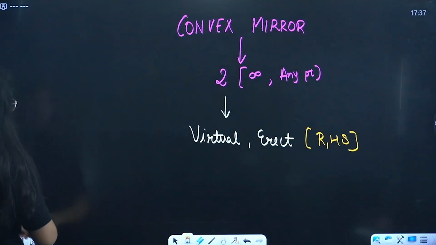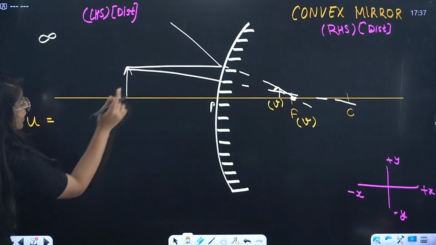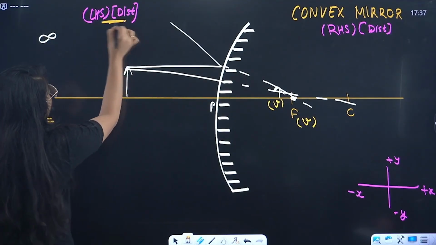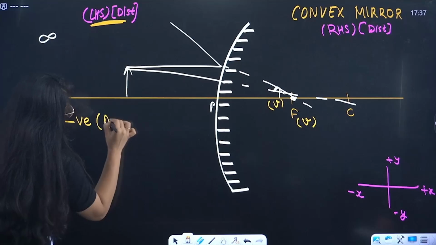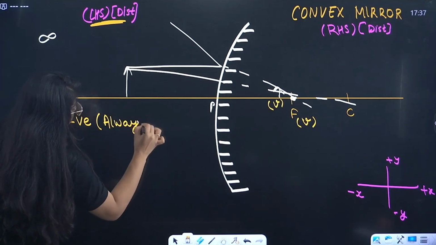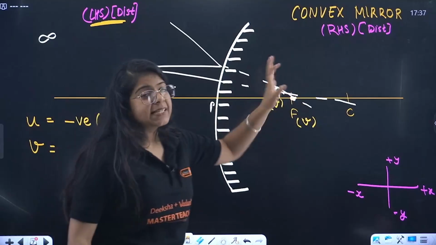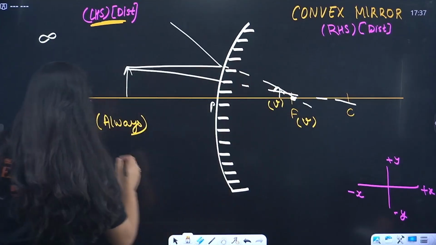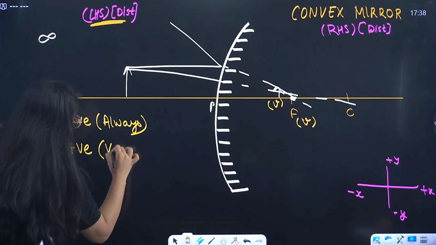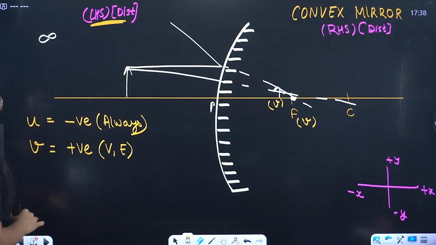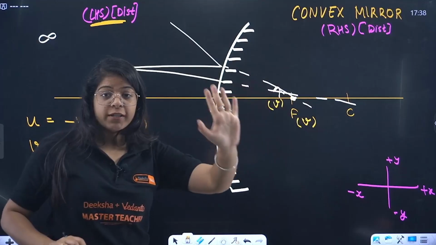So what will happen here? Here beta, u is again placed on the left hand side. So u will always be negative. V is on the right hand side, which is positive. Why? Because the image is virtual and erect. Now it does not form a real and inverted image, so v is not negative.